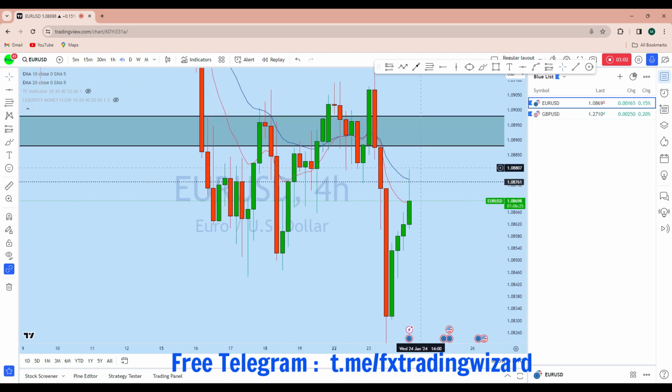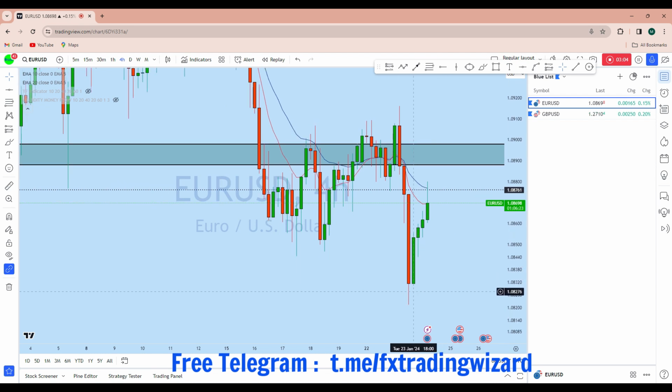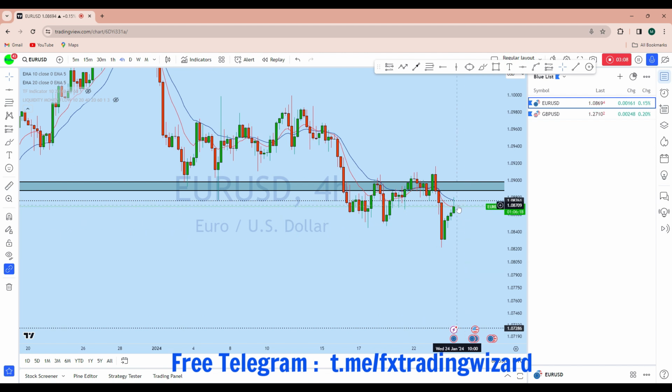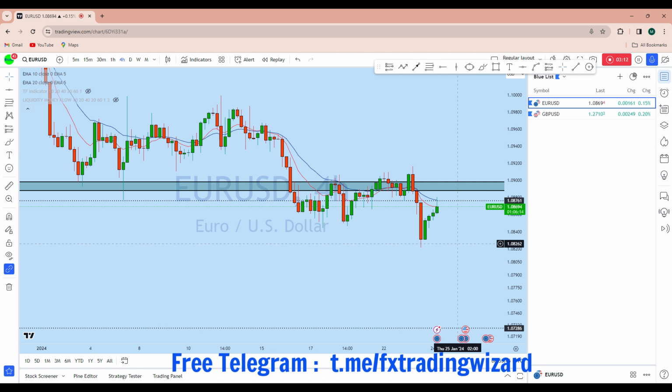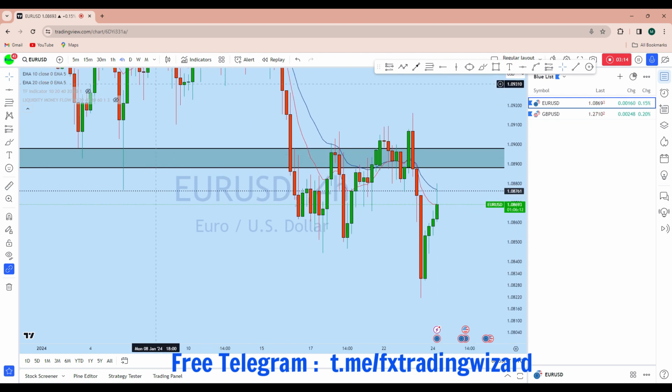As you can see, the price tested the 20 EMA, and the price is organizing for a potential drop. And I think that the euro dollar trend might remain bearish, and we can expect the price to come down for a deeper drop in this direction.